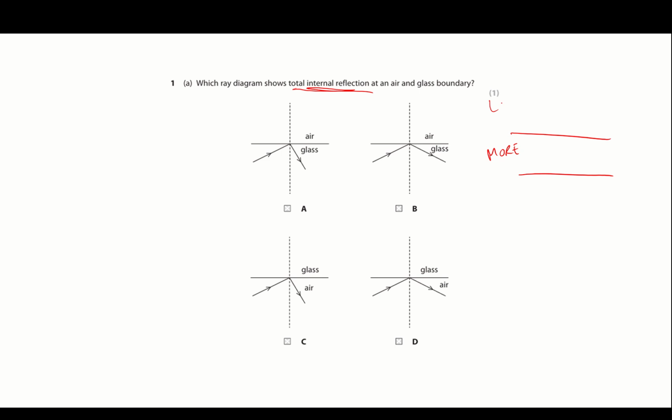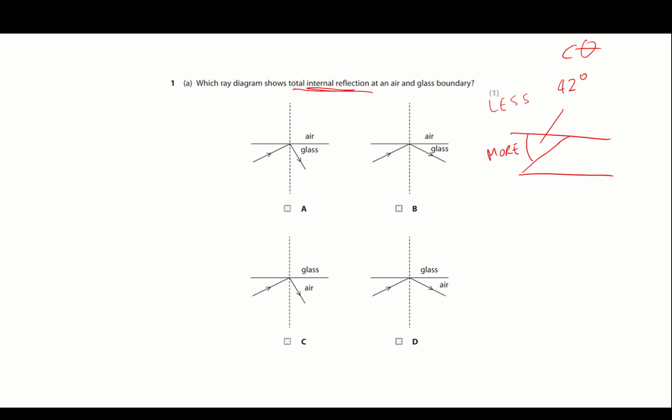So this needs to be more dense, that needs to be less dense, and it needs to be in there. If that takes place, it'll just refract through. So, okay, we need to be in the more dense. And then the other thing is we know that this needs to be above the critical angle of 42 degrees. So let's call that critical theta. So we're looking for that one.